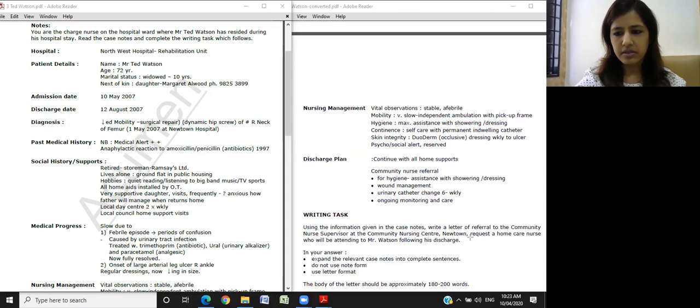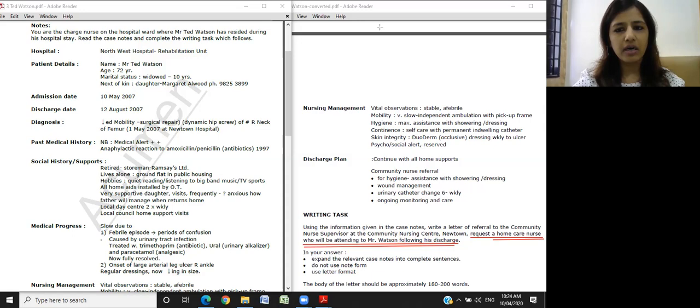So we are not requesting this community nurse supervisor to provide care. We are requesting a home care nurse who will be attending to Mr. Watson following his discharge. So again, when you request a home care nurse, it gives you an idea that the patient is not being transferred into their nursing home or into their community health center or nursing center. The patient is actually going home, and the home care nurse will be visiting the patient at home and providing care.